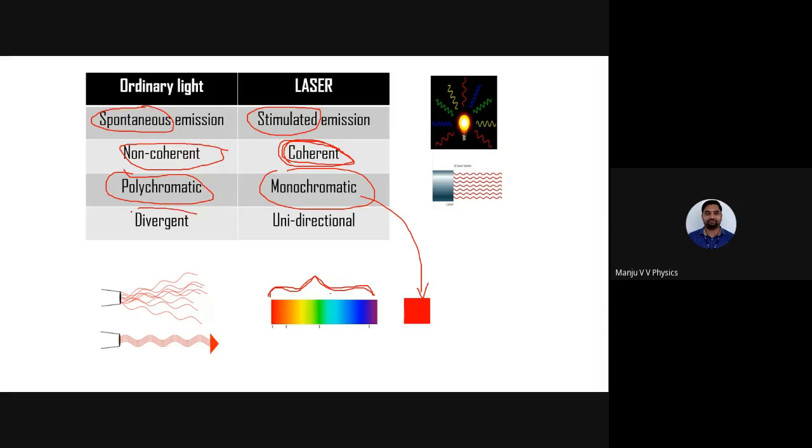Ordinary light is divergent. Divergent is nothing but what? It travels in all directions. This is one of the examples. The moment you switch on the light in your room, it spreads to the complete room because of the divergent property. Whereas this laser is unidirectional. It travels in a single direction. Look at it. This is also one of the examples for polychromatic. Okay, these are the differences between ordinary light and the laser beam.